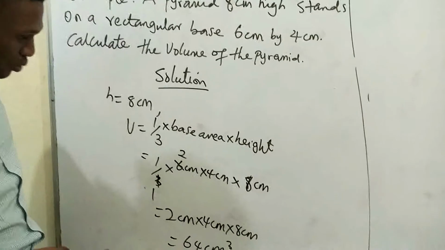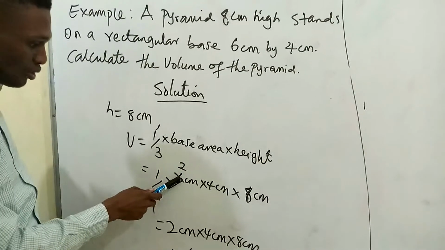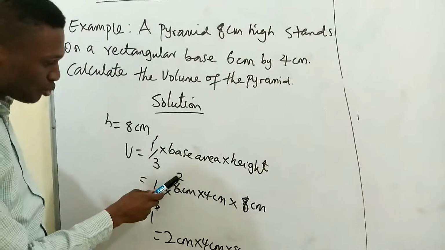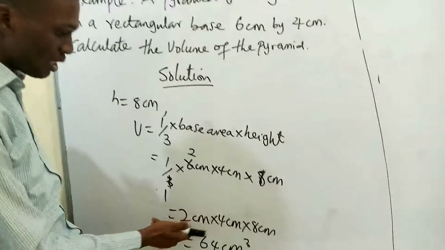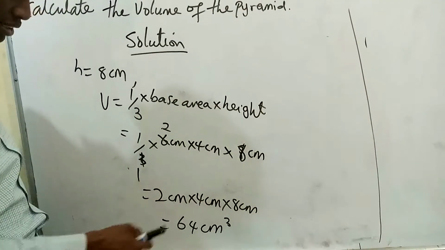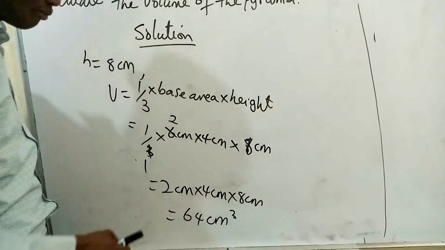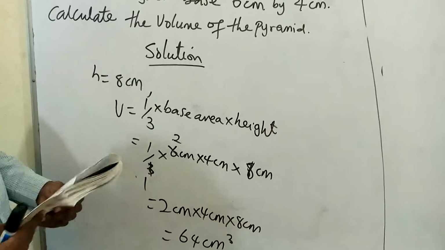So at this point we divide and cancel out. 3 into itself is 1, into 6 we have 2. So we now have 2 cm times 4 cm times 8 cm. 2 times 4 we have 8, 8 times 8 we have 64. We have 64 cm cube as the volume of that pyramid.